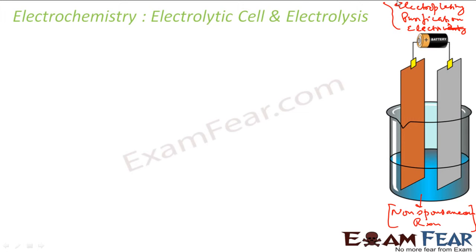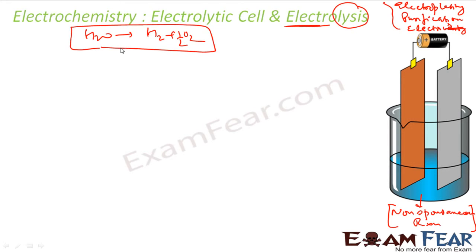If you see the word electrolysis, electro means electron or electricity, and lysis means to break. That means we're using electricity to break the chemical. So the non-spontaneous reaction won't happen on its own. For example, water will not break into hydrogen and oxygen on its own. But if you pass electricity, if you do electrolysis of water, then you can actually break water into hydrogen and oxygen. This is a non-spontaneous reaction. It won't happen on its own, but by passing electricity, it can happen.